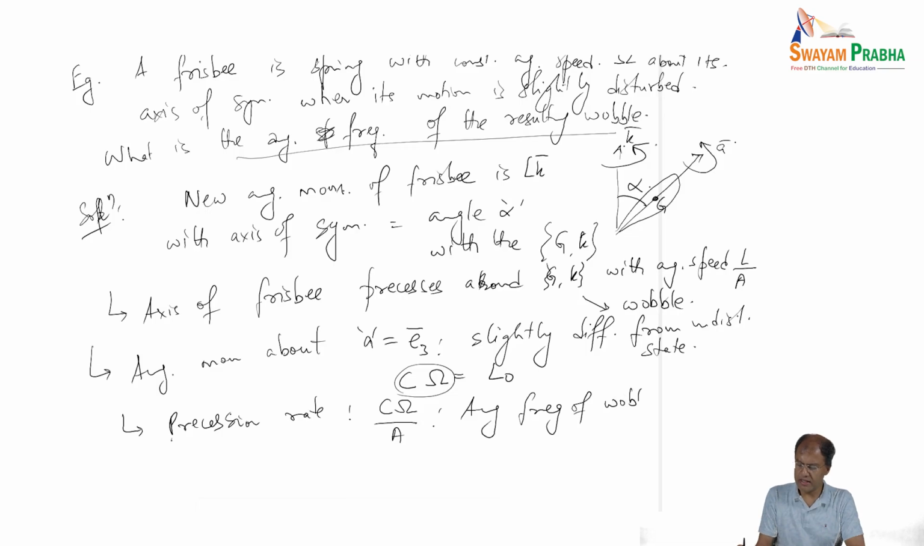So how did we come to this expression? Our C omega is our L naught, and our expression for the angular velocity was L over A. So I substituted L equal to L naught. So this is the angular frequency of the wobble.